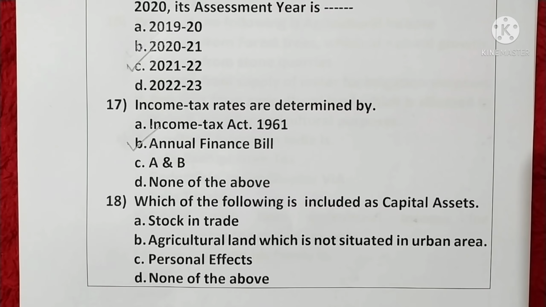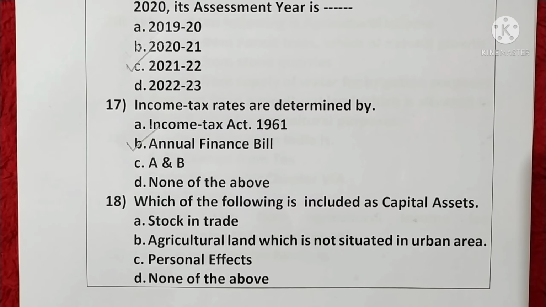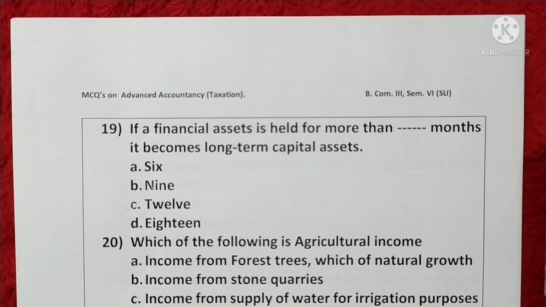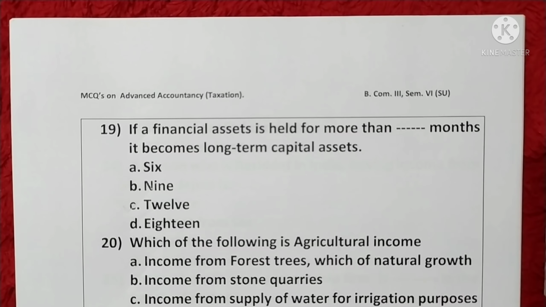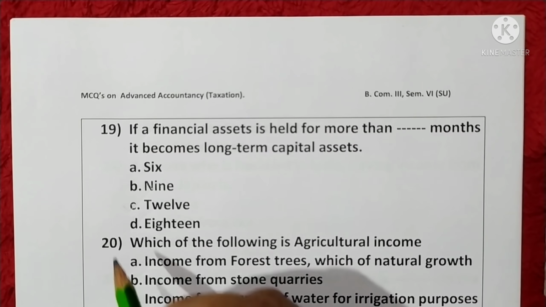Question 18. Which of the following is included as a capital asset? Options are given: stock in trade, agricultural land which is not situated in an urban area, personal effects, and none of the above. Here stock in trade, agricultural land, personal effects are not included as capital assets. Therefore none of these is the correct answer. Option D is correct. Question 19. If a financial asset is held for more than dash months, it becomes a long-term capital asset. Here, if a financial asset is held for more than 12 months, it becomes a long-term capital asset. Option C is correct.